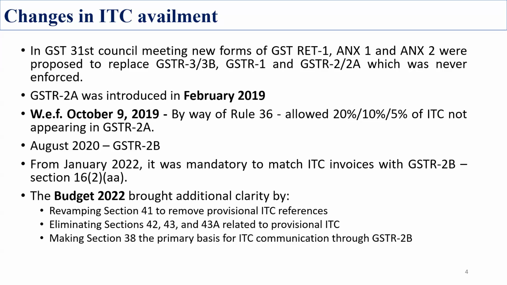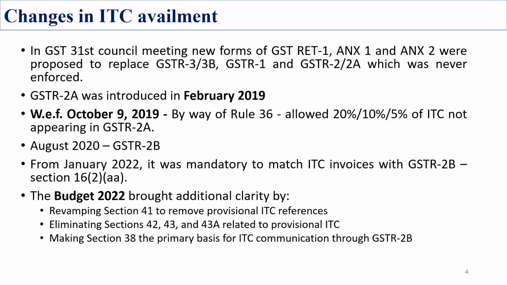So again, if we see in January 2022, a new condition was also inserted in section 16, subsection 2, clause A, wherein they said the details of the invoices should be appearing in the auto-populated statement to avail the ITC. So it made it mandatory that ITC can be availed only on those invoices which are appearing in GSTR 2B. And also in Budget 22, they accordingly changed the applicable sections.